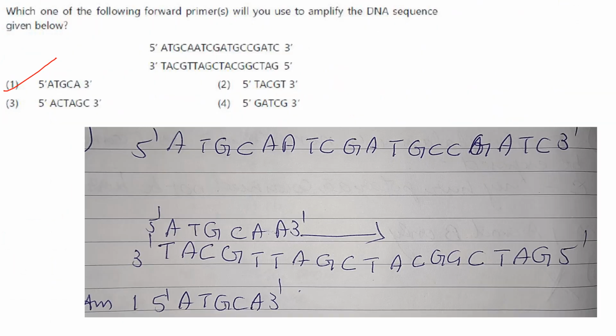Now next one. Which of the following forward primers, they have asked only for forward primers, will you use to amplify the DNA sequence given below? So this is the DNA sequence. I have separated the DNA strands. This is what they have given. This is where the forward primer is. Here will be your reverse primer in this direction. So they have asked only forward primer. So it is ATGCCAA. That is option 1, your answer.